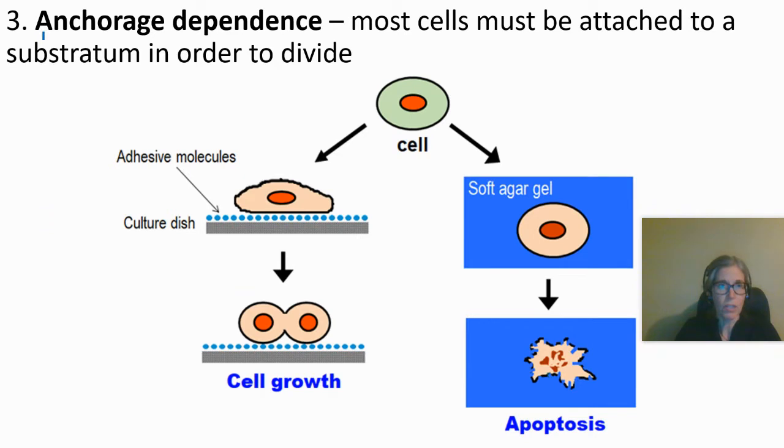called anchorage dependence. So anchorage dependence is the idea that most cells need something to be attached to underneath. So for example, this cell is connected to adhesive molecules to the culture dish. So that cell can grow, it can do mitosis. This cell just in soft agar will usually just die. It'll do apoptosis and die.